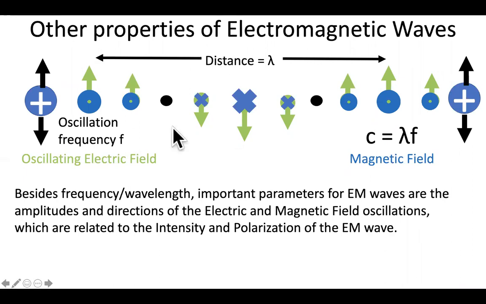Both of these properties are tied to the strength of the electric and magnetic fields in the waves. When we talk about frequency and wavelength, we're talking about how the fields change with position and with time. But one thing we haven't talked about much is just how strong these fields are. How strong are these oscillations in the magnetic field? Just how strong are the oscillations in the electric field? That's what we're going to focus on today.